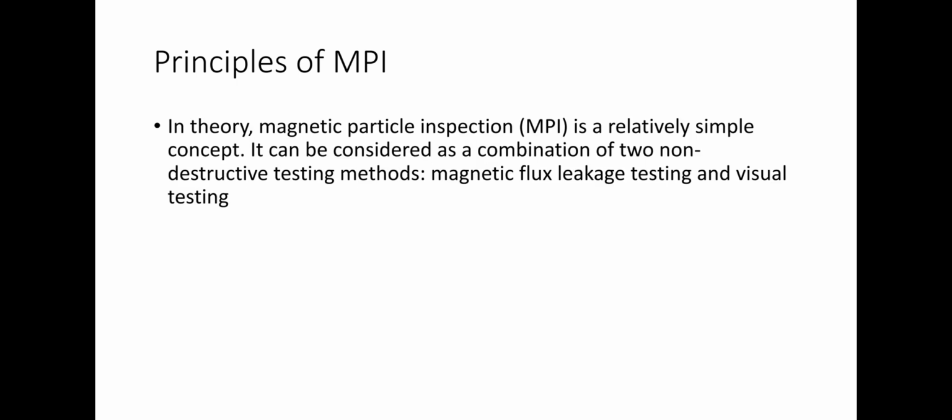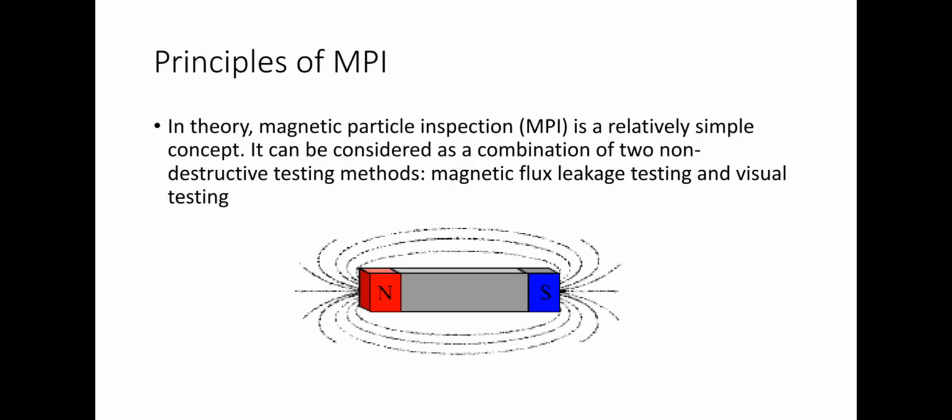Principles of magnetic particle inspection. In theory, magnetic particle inspection is a relatively simple concept. It can be considered as a combination of two non-destructive testing methods, magnetic flux linkage testing and visual testing.